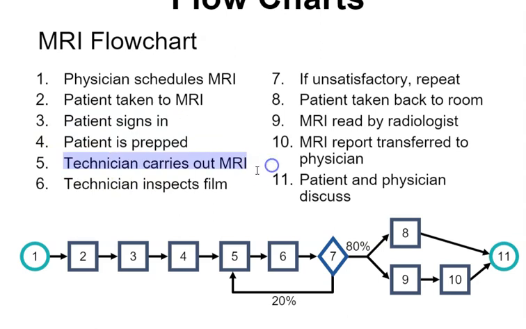The technician carries out the MRI and inspects the film. If it is unsatisfactory, they will repeat it. So that's the repeat part. That's just number 7. So you can see that based on the data, 80% are successful, 20% they have to redo it. The patient is taken back to the room, the MRI is read by the radiologist, and the MRI report is transferred to the physician.